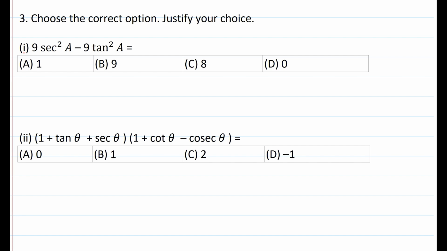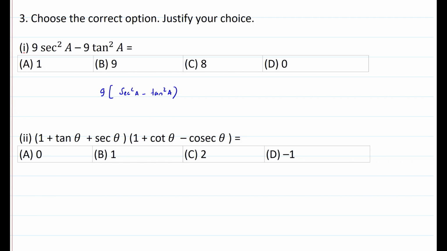Let's see the next question, chapter 8.3, class 10 CBSE. Choose the correct option and justify your choice. We are given 9 sec²A minus 9 tan²A, and we need to tell how much it is. Okay, so let's solve this. We take 9 common outside and what is remaining will be sec²A minus tan²A.